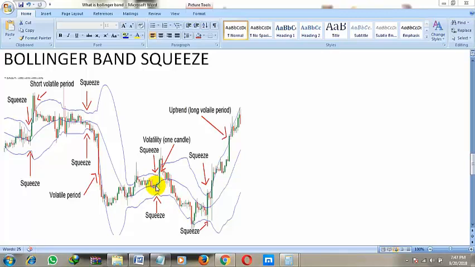And as you can see here, if you had bought on this candlestick, you would have followed it all the way up to this move.